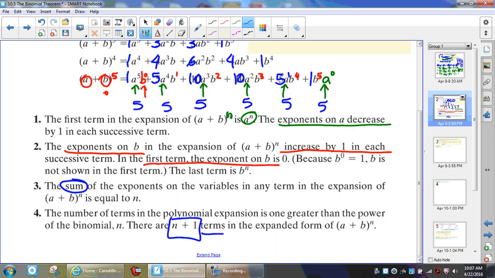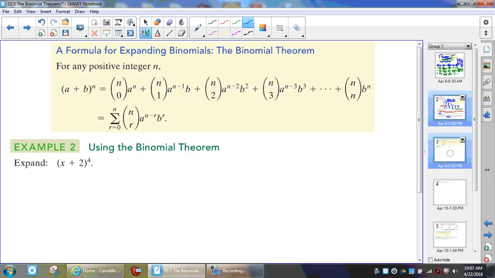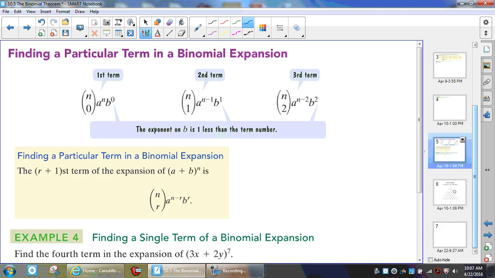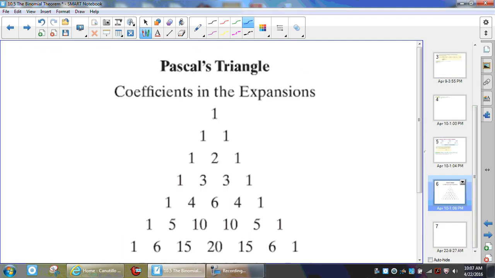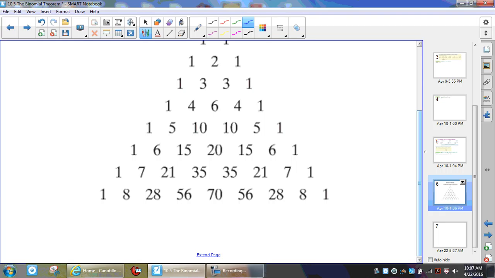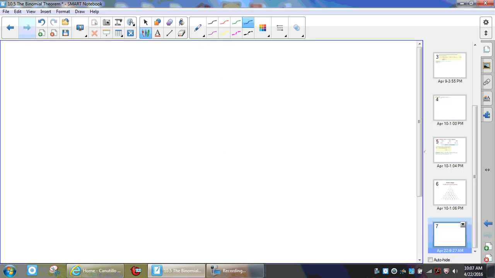Okay? Now, there's a very easy and actually pretty cool way to get those coefficients. And that one will be the Pascal's triangle. Now, you already have it here, so you don't need to take notes. I just want to show you how to construct it on your own. Okay? So, you start with a 1, and then you're going to make like a triangle. That's where the Pascal's triangle comes from, right?